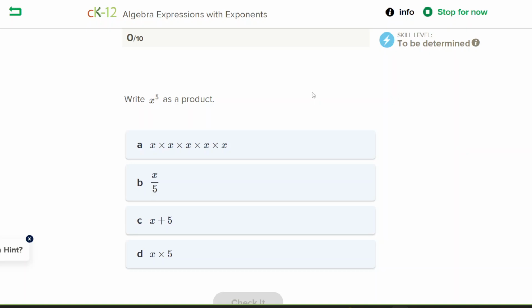So here's the page, the interactive practice for the topic of algebra expressions with exponents. And I'm going to be going through 5 of these, right? Not all 10. And I would suggest that every time I come across a new example, pause the video and try to work it out yourself. Okay. So this first question here, I'm asked to write x raised to the 5th power as a product.